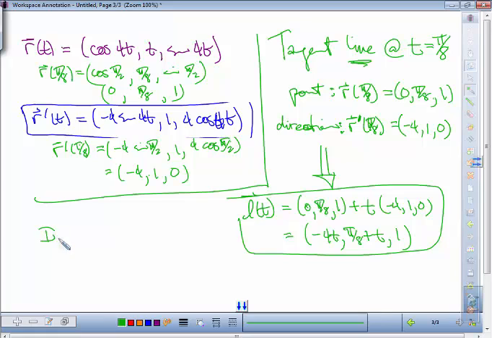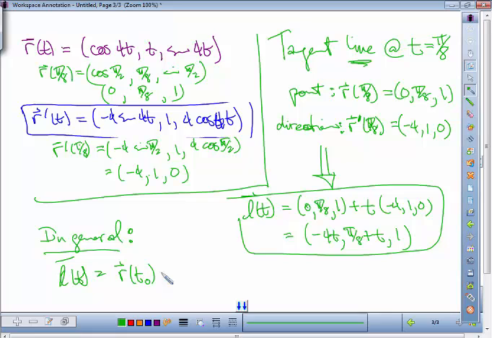So you can say in general, your equation of a line, L of t, is going to be the point, and usually you are able to get the point by putting some t value, t naught, into the general function, plus t times r prime of t naught.